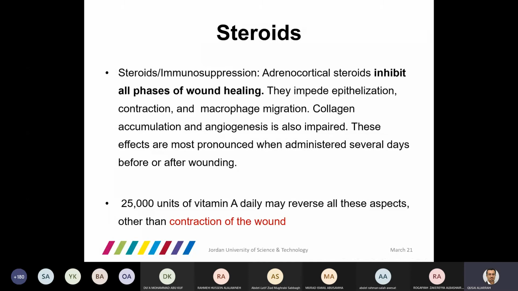The steroids, they affect all phases of wound healing. But the good news, في عنا antidotes of the patients on steroids. I can give vitamin A, and it can reverse all the detrimental effects of steroids apart from its effect on contraction of the wounds. Okay, so vitamin A will help to reverse all the adverse aspects of steroids apart from contraction of the wound.